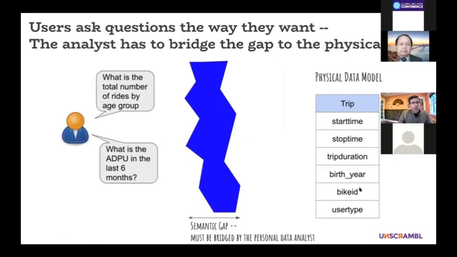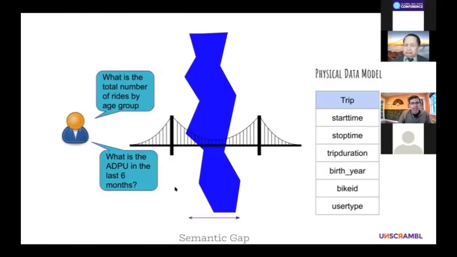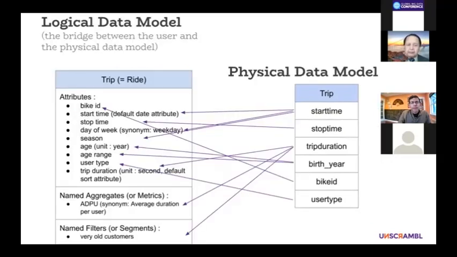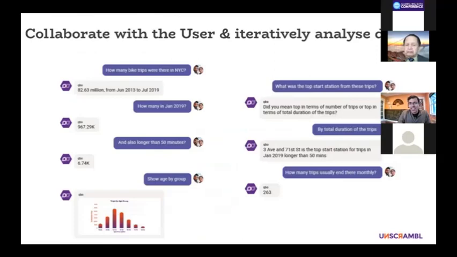The actual data model might say nothing about rides or ADPU, but it's the job of the data scientist to figure out how to bridge the semantic gap and how to map concepts that a business user might know or understand to actual terms or attributes that might be present in the physical data model. And so that mapping is something that the bot would need to do if it wants to be considered AI.